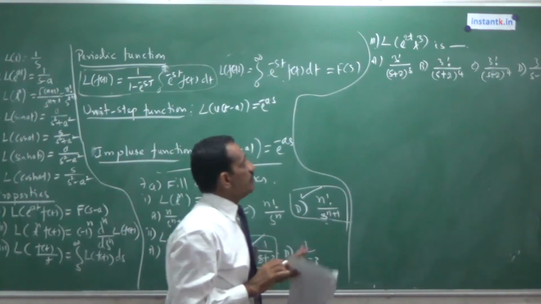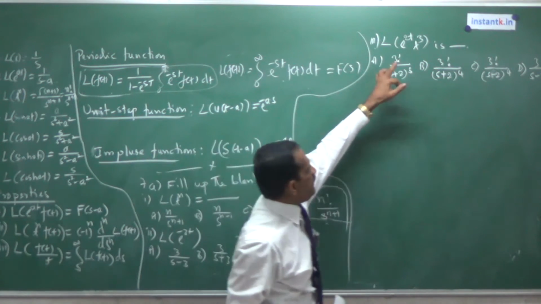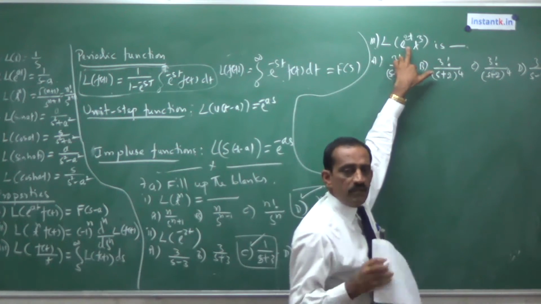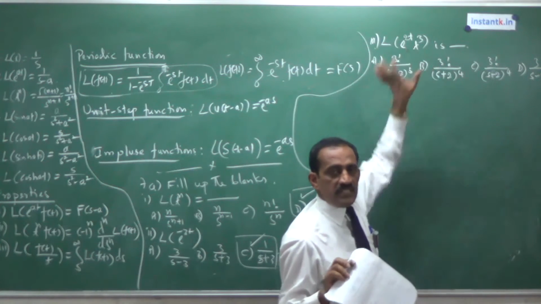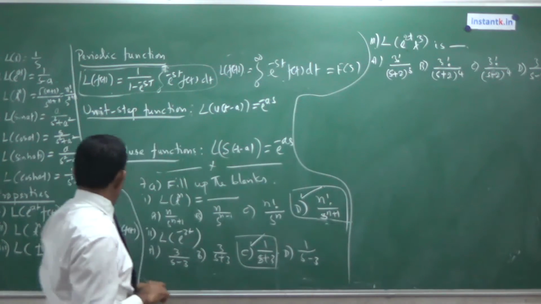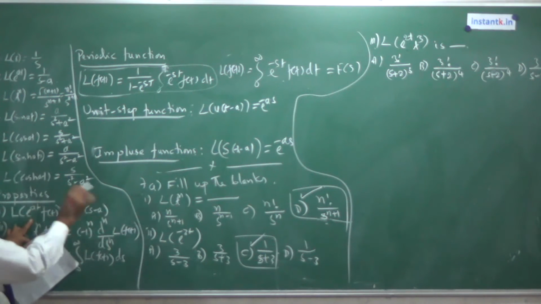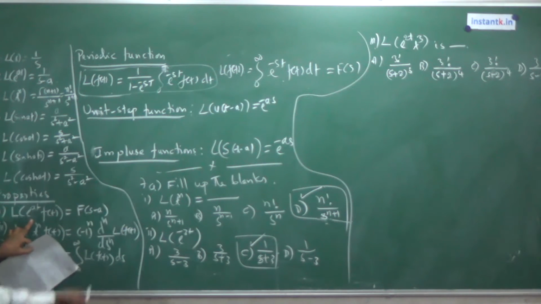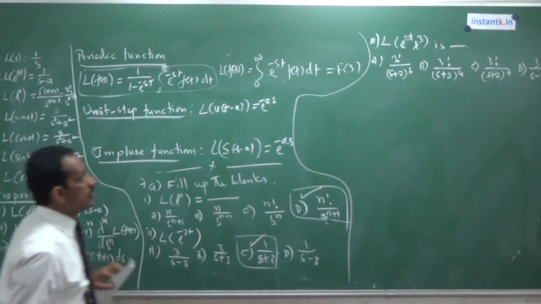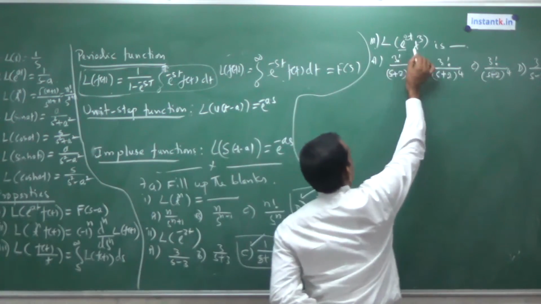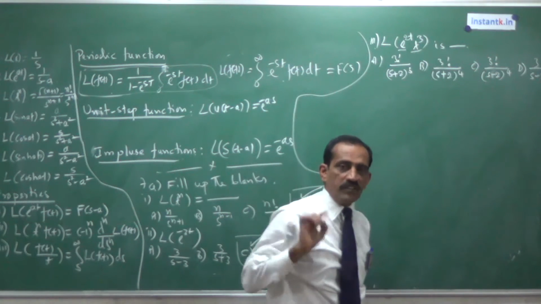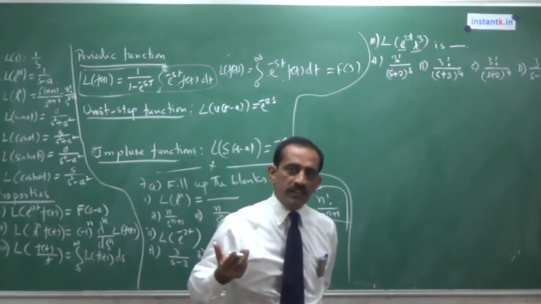So here, when the given function is multiplied by e power at, we can apply the first shifting property. What is the first shifting property? The first shifting property states that the Laplace transform of e power at into f of t is F of s minus a. That means in the Laplace transform of f of t, replace s by s minus a. So here it is in that form, e power at into f of t, where f of t means t cube. What is the Laplace transform of t cube?